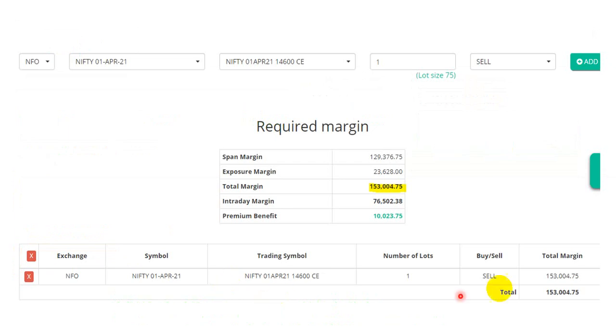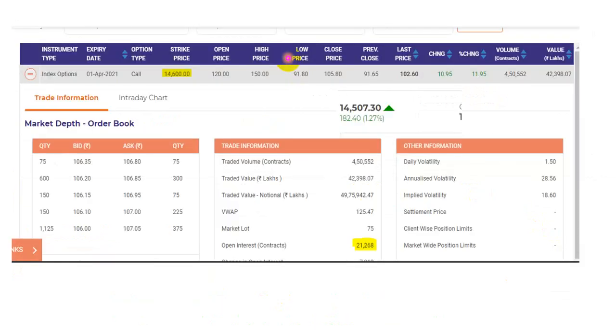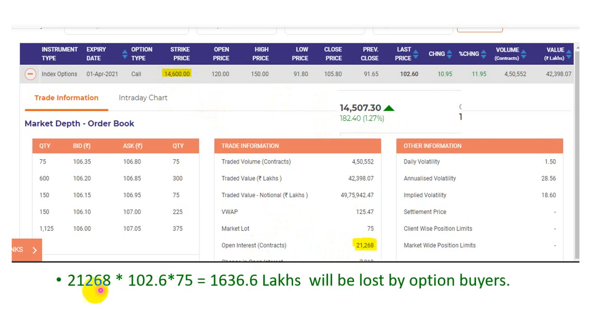Coming to margin, this is 1.5 lakhs margin for 14,600 CE, just an example to show you what the margin is to sell one lot. Now we will take another example, 14,600 CE. Nifty is at 14,507. How many contracts are there? 21,268. So 21,268 contracts are trading at 102 rupees. Each contract is 75, which is almost 16 crores.